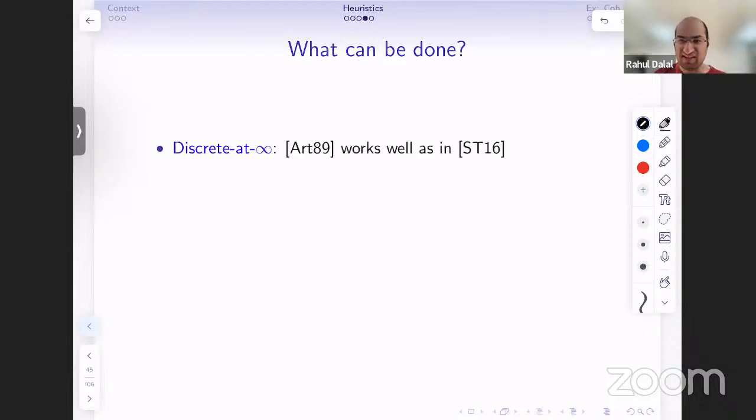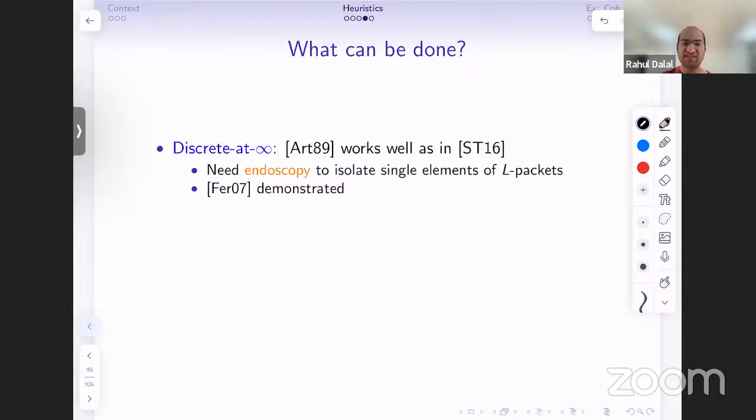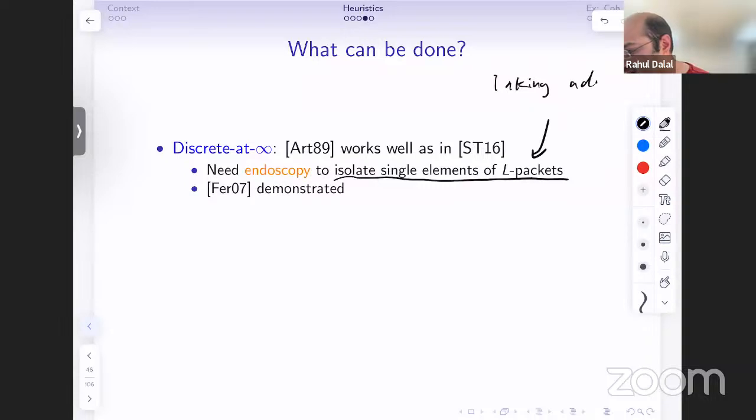So of course, as we've said a lot of times before, discrete at infinity, if you just care about discrete at infinity, this Arthur '89 paper works very well, and that was implemented by Shin and Templier. There's a caveat here that you do need endoscopy to isolate a single discrete series in the L-packet. What you're doing is taking advantage of the sign trace. Because you can take advantage of the sign trace, you can cancel out the signs between the different sign traces, and you can isolate a single discrete series at infinity.